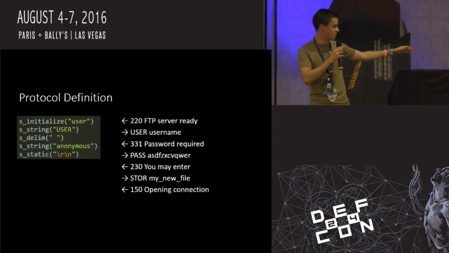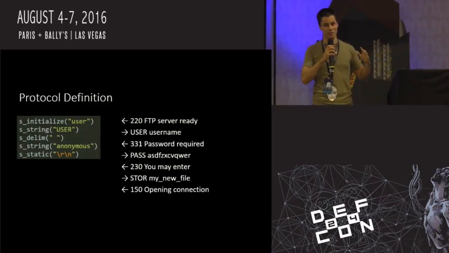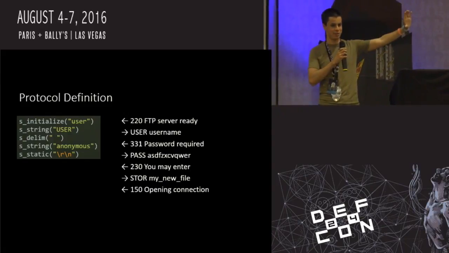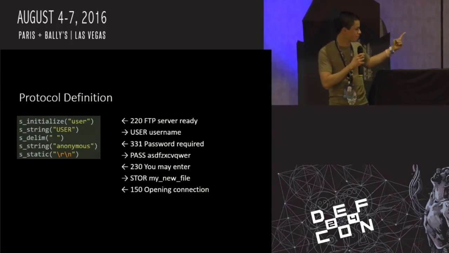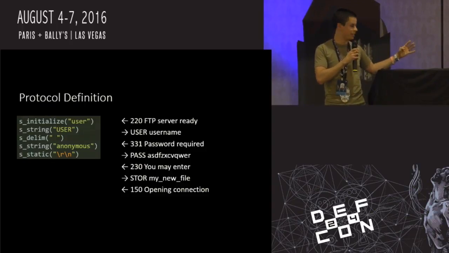So in the actual code, these are the macros. This code is all the same in Sulley. You initialize a block, or rather a request. It gets confusing. So you initialize, that's basically your message, one protocol message. Then you say, I have a string with the contents USER, a delimiter of space, and a string with my actual username, and then a static carriage return new line.